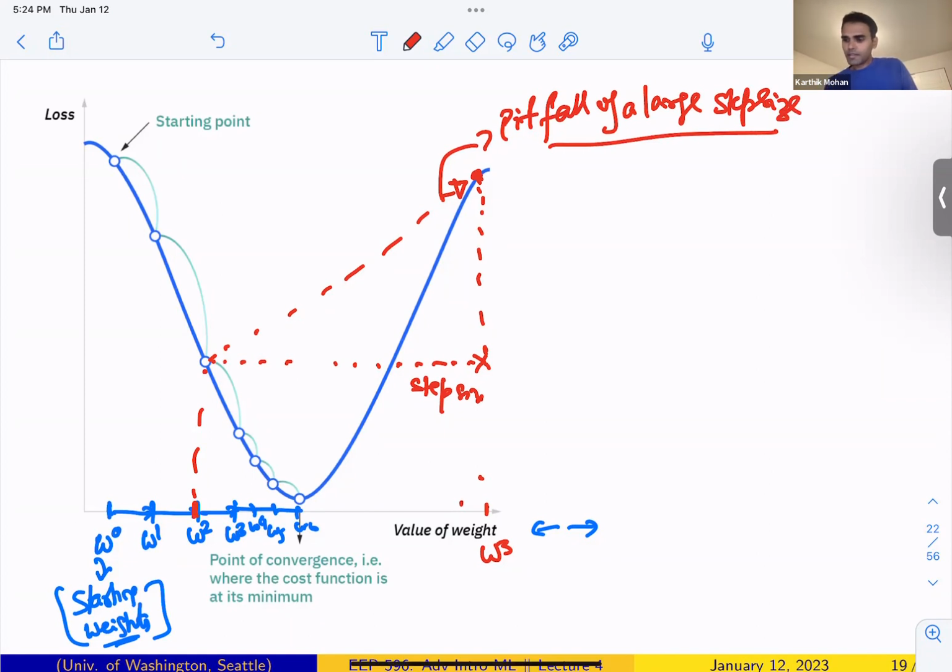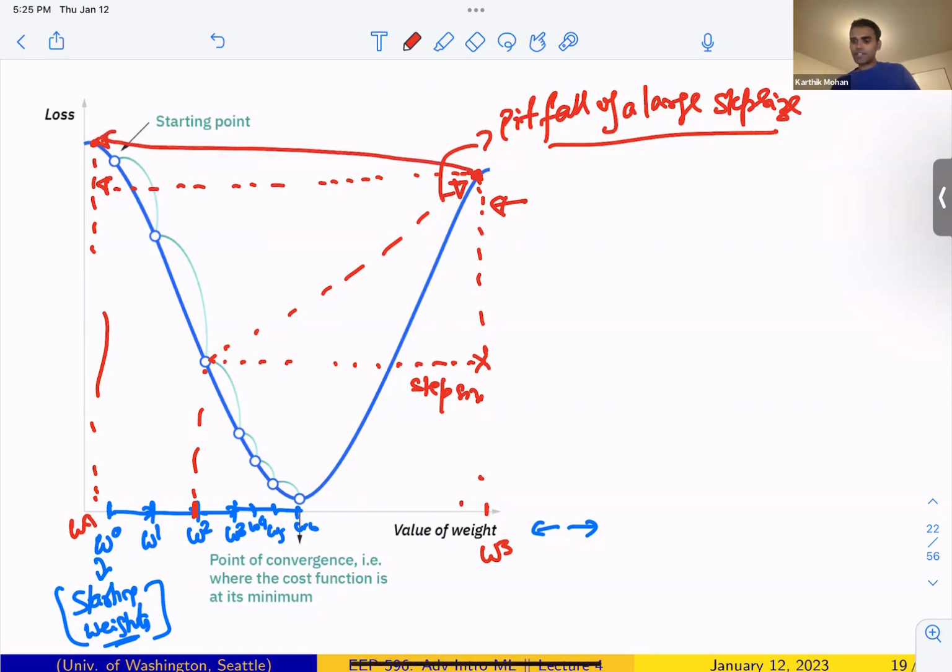And then here, when I reach here, the negative gradient is going to point this way, right? If I continue with this large step size, I will go from here this way, and I might end up here, which is W4. So I'm kind of zigzagging in this fashion. So I'm going this way. So I'm actually increasing the loss with large step size. So this is the pitfall of having too large a step size we see in one dimension.